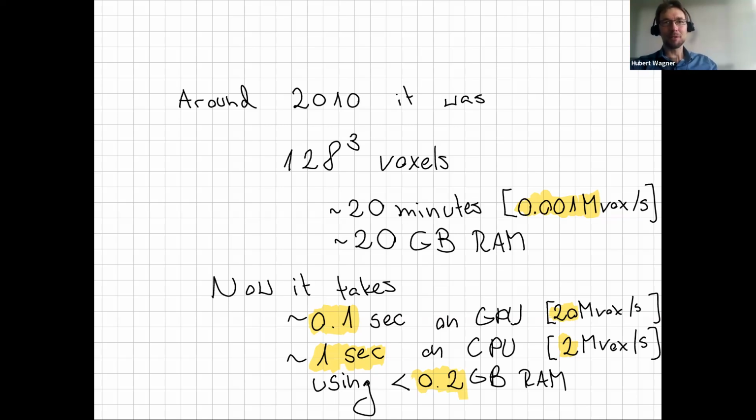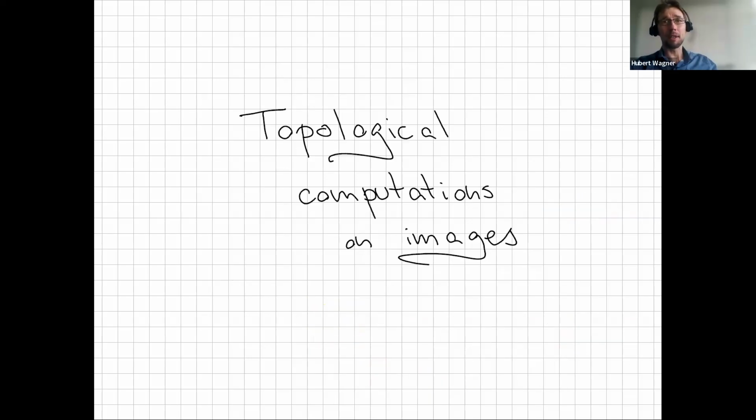So there has been a lot of progress, and one of the main points of this talk is to pinpoint the techniques which allowed this progress, specifically for image data. Essentially, we want to see how you could compute topological descriptors, in particular persistent homology, on image data.